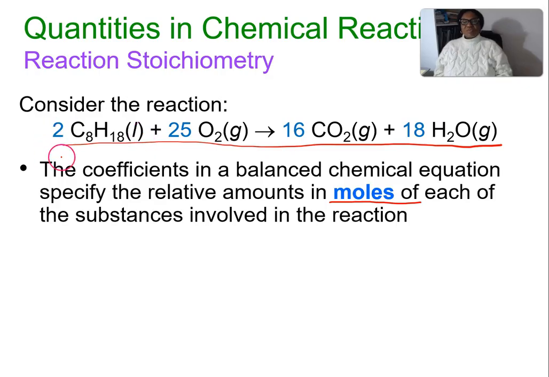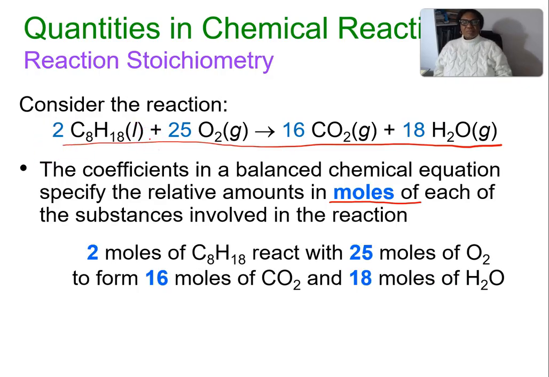So what are coefficients? 2 is a coefficient for C8H18. 25 is the coefficient, it represents the number of moles of oxygen in this reaction. 16 is a coefficient, it represents the number of moles of carbon dioxide that is produced. And 18 is a coefficient, it represents the number of moles of water that is produced.